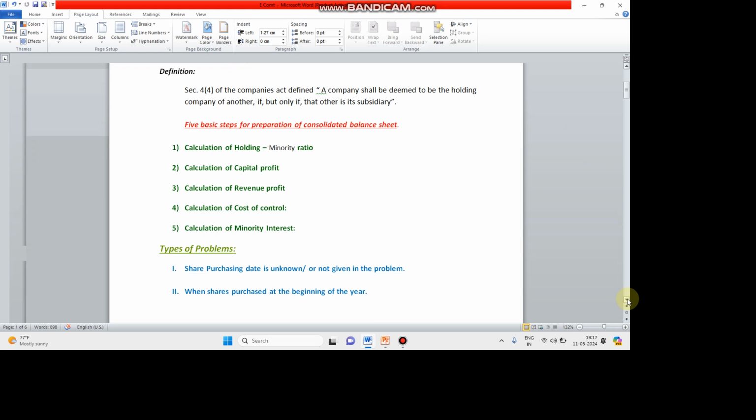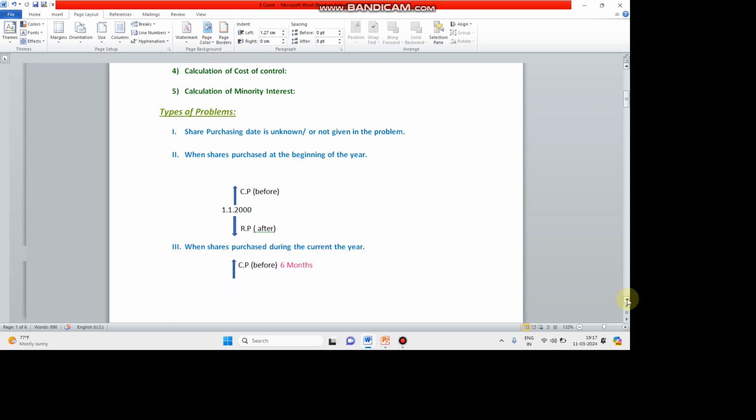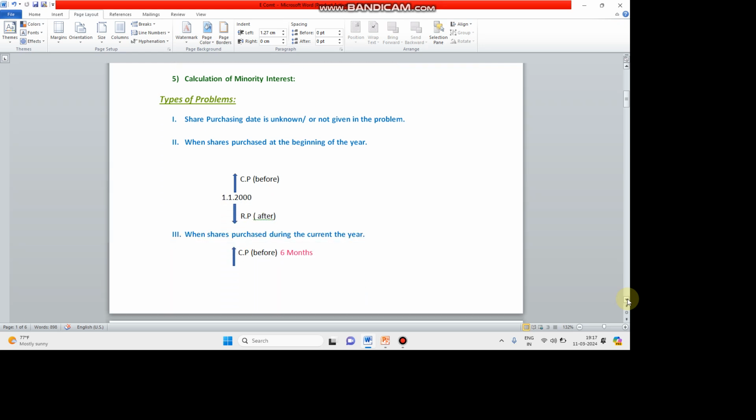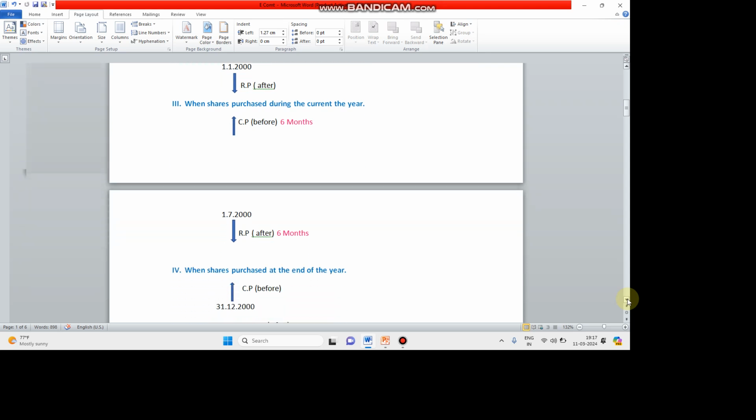Let me go into the types of problems in holding company account. In holding company account, the problems can be categorized under 4 segments. The first one, the share purchasing date is unknown or not given in the problem. Second, when the shares are purchased at the beginning of the year. Third, when the shares are purchased during the current year. And fourth, when the shares are purchased at the end of the year.